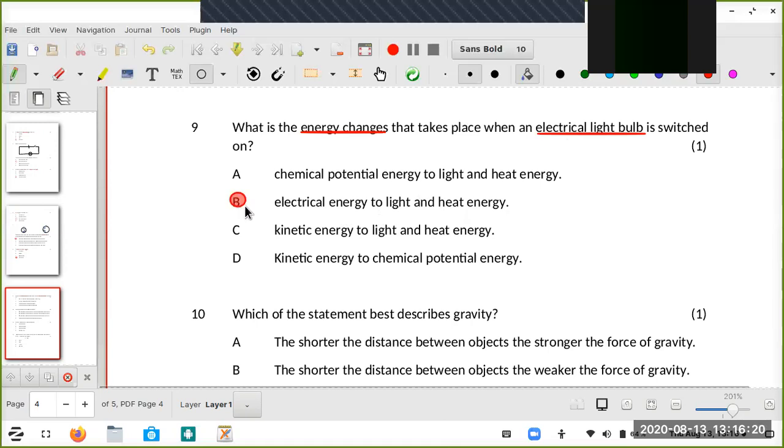We are regarding A as a wrong answer. Why? Because the bulb does not convert chemical potential energy to light and heat. No, it converts electricity to light and heat energy. So it's electrical energy to light and heat. That's the correct answer.